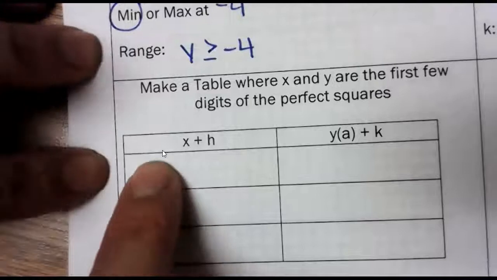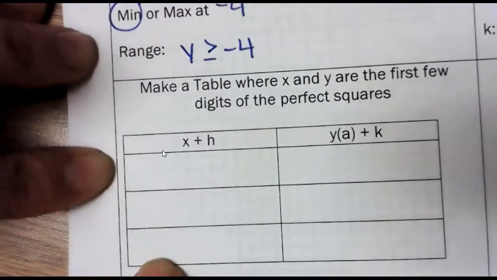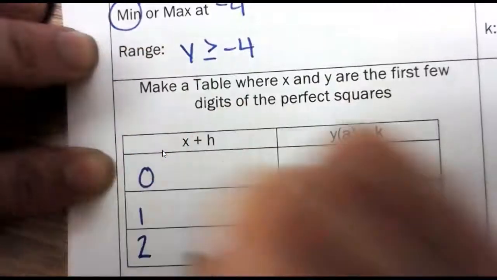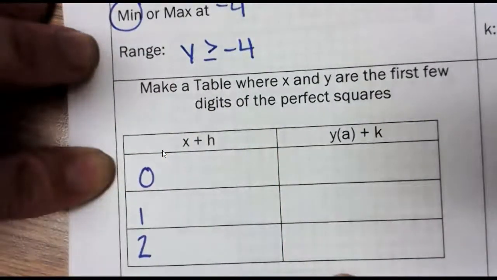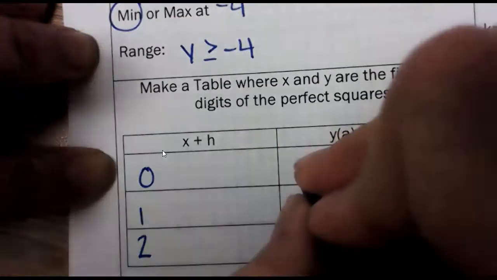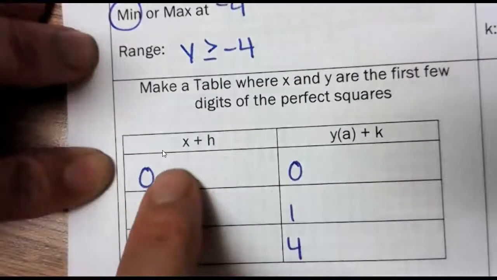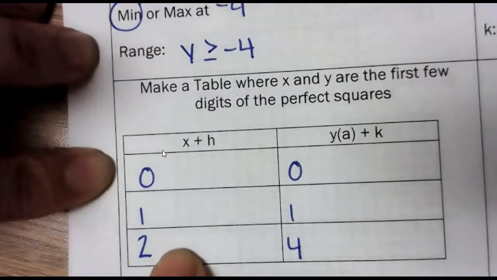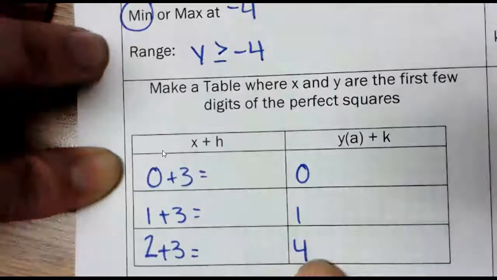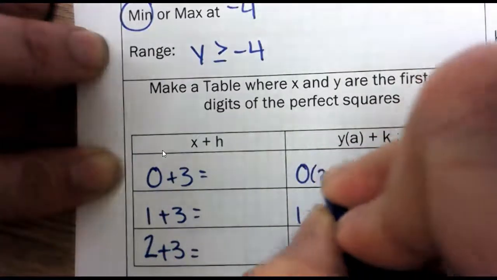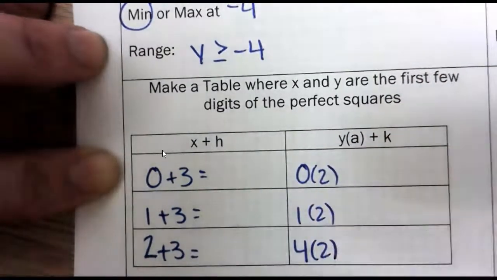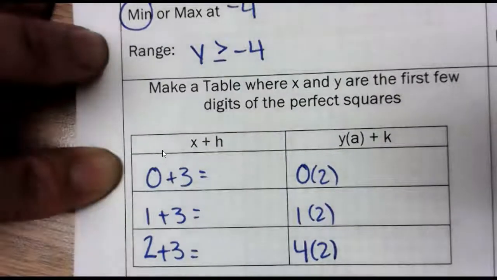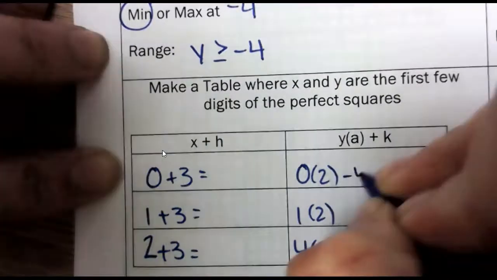Okay. What values always go down the X column, Angie? Good. What numbers always go down the Y column, Ethan? Perfect. Okay, what am I adding or subtracting to those numbers? Isabel, what? 3. Good. I'm adding 3. Olivia, what am I multiplying the Y values by? 2. Good. And Selena, what am I adding or subtracting? What's the K? -4. Good.